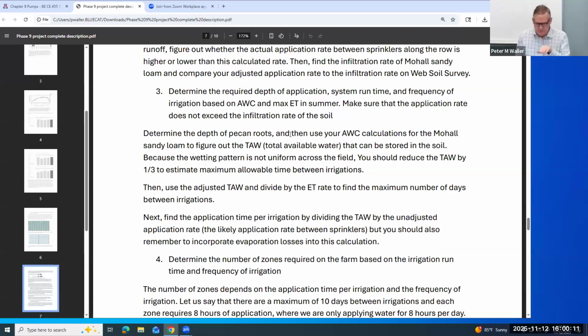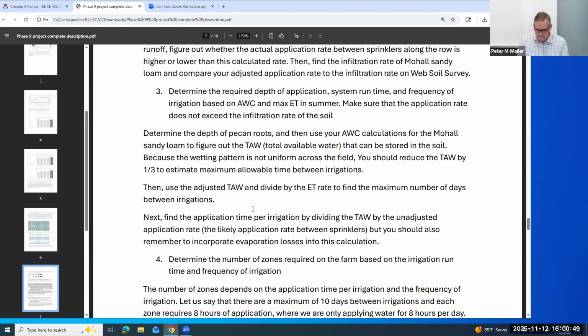Also, for my sprinkler design, I only have 20-foot radius sprinklers, so they're not going to uniformly apply water to the field. So I think I would reduce my TAW by about 1/3 for estimating the maximum time between irrigations. Then you'll use your adjusted TAW and divide by the ET rate. So let's say your TAW is 100 and your ET rate is 10 millimeters per day. You'll take 100 divided by 10, and that'll give you 10 days between irrigations.